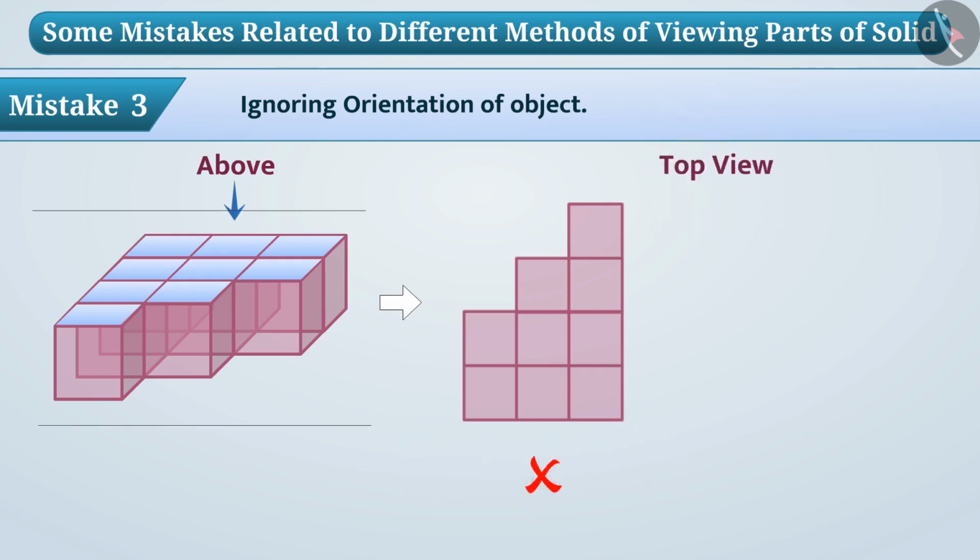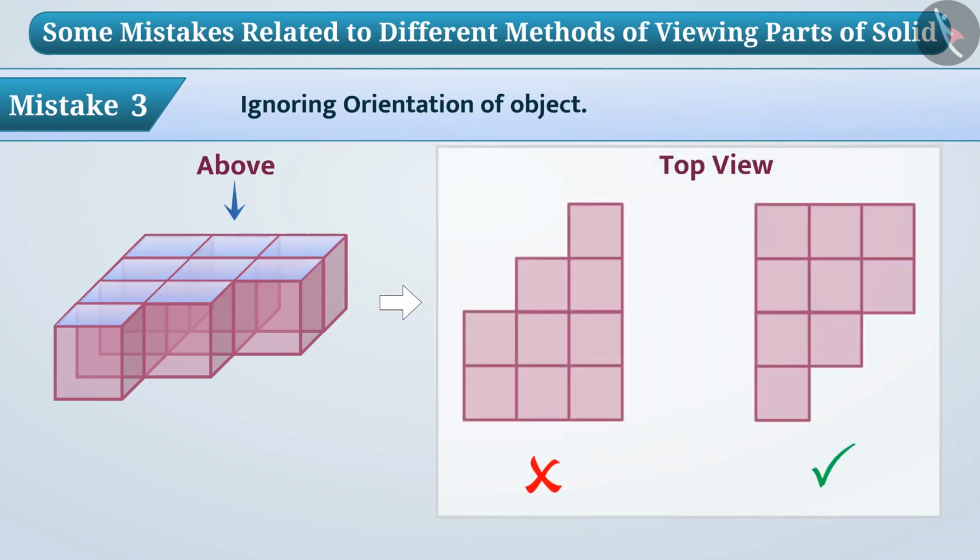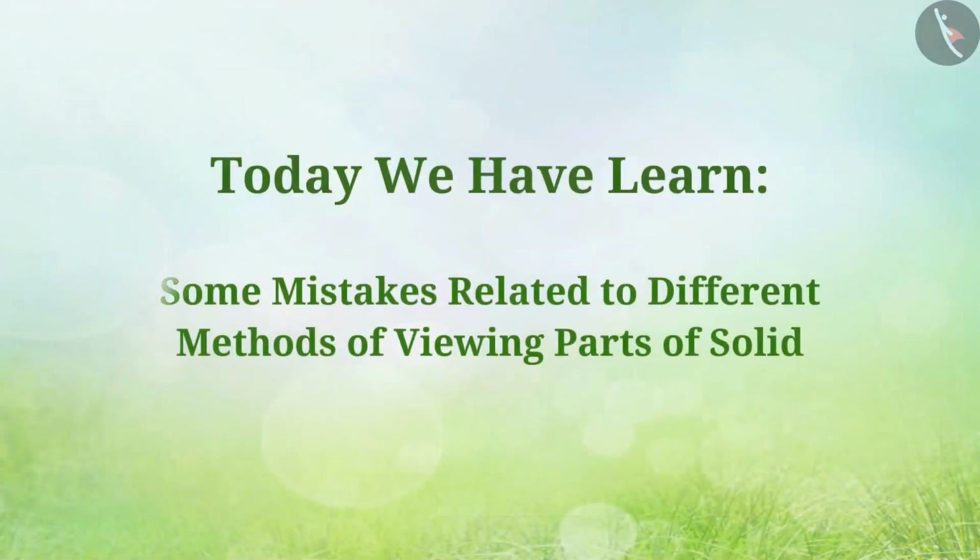The top view of the shape shown is correct in this way and not in this way. Here is the top view of the shape shown. It should have 3 squares up and 1 square down. So today we have learned some mistakes related to different methods of viewing parts of a solid.